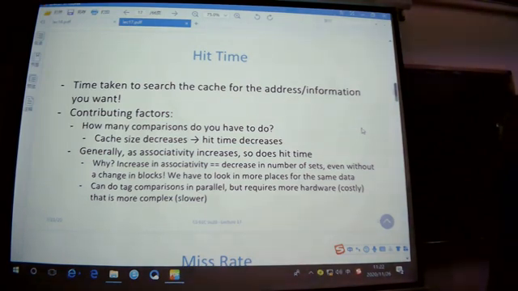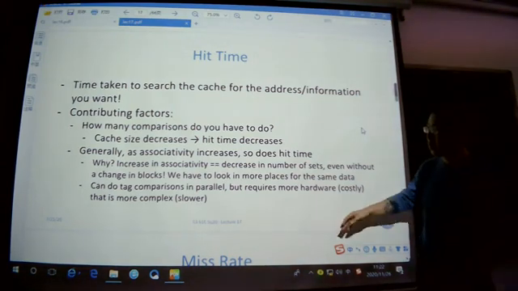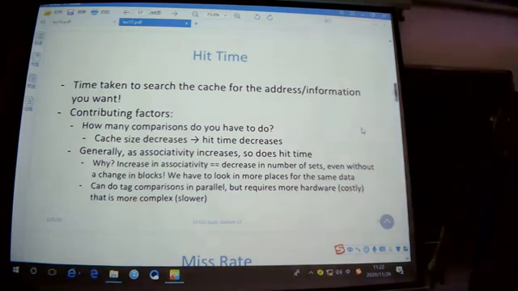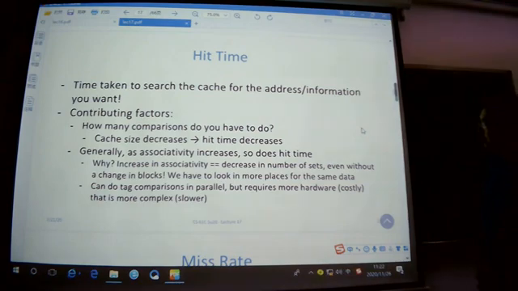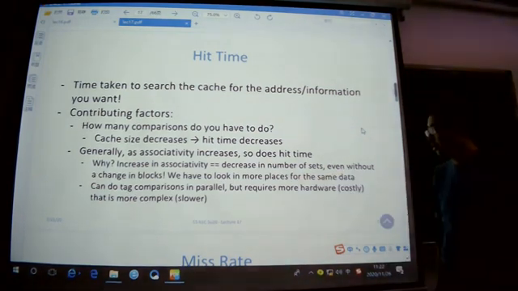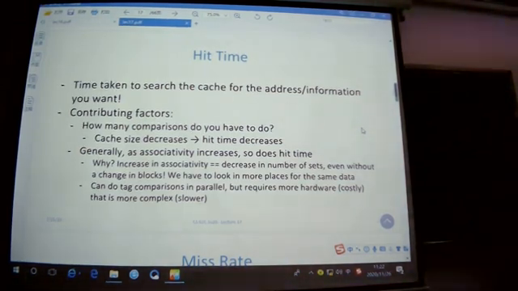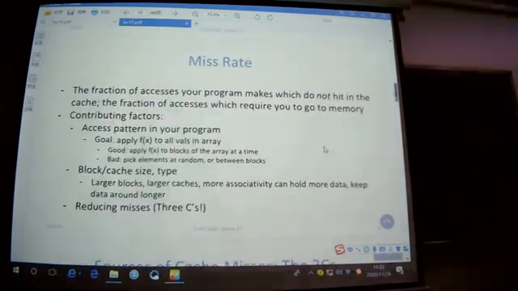some regular conditions. Generally, as associativity increases, so does hit time. So we can use an increase in associativity. We can decrease the number of steps. Every increase changes the blocks, and we have to look in more places for the same data. This is some knowledge from scientists.